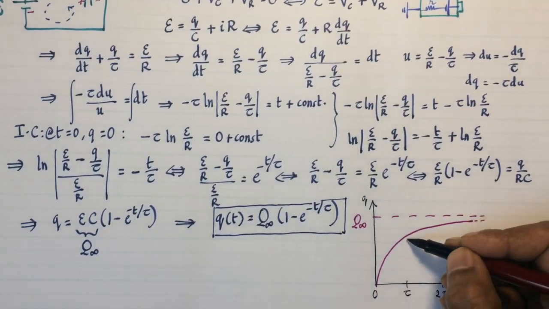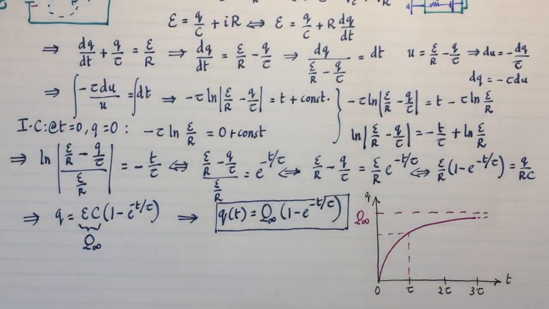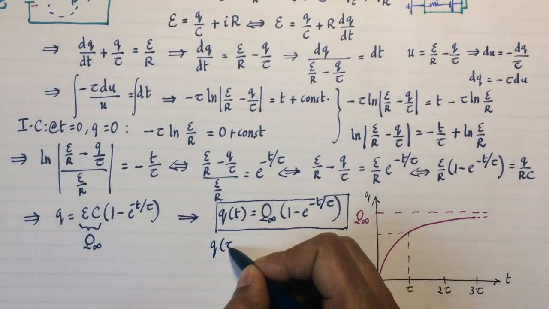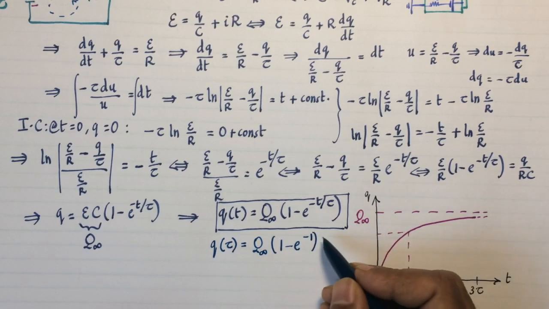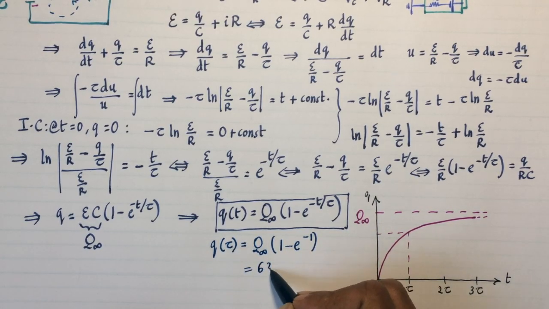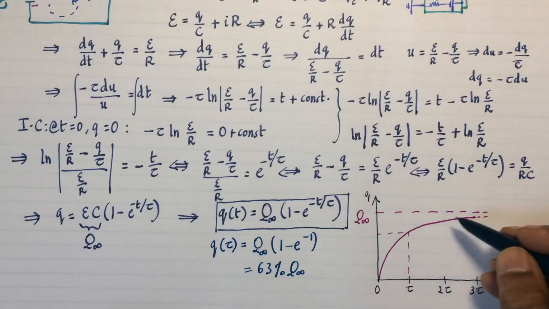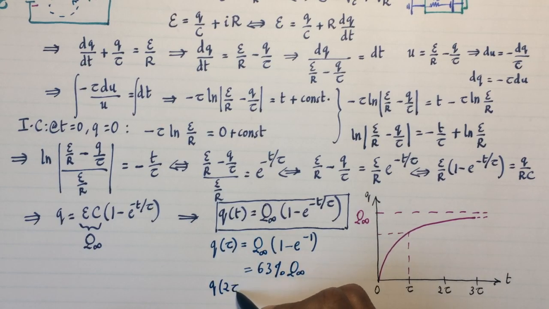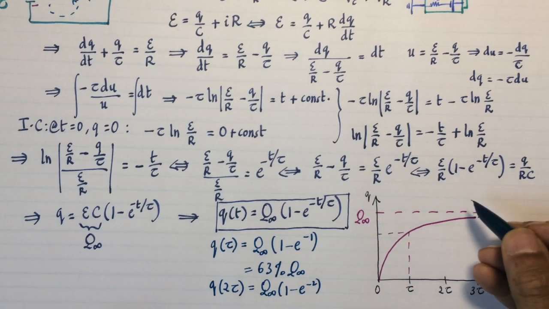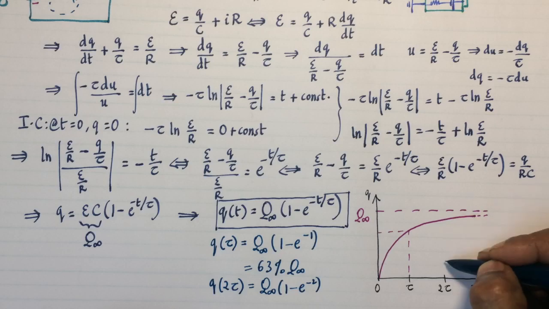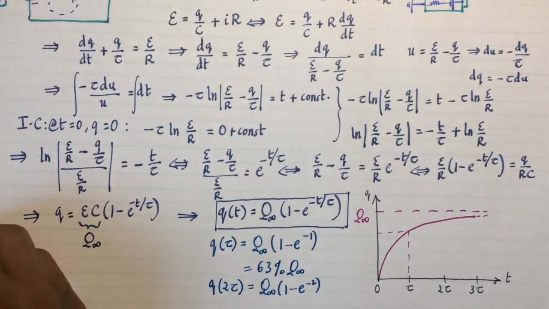So the interpretation of the time constant now is a little bit complementary to the one we had before. Q at a single time constant tau is going to be Q infinity times 1 minus e to the minus 1. Well, e to the minus 1 is already 37%, so that's going to be 63% of Q infinity. That's why I drew it pretty high up there. At 2 tau, it's going to be Q infinity times 1 minus e to the minus 2. So that's going to be even bigger, like 85 or 90%. So at 2 or 3 time constants it's almost fully charged. So that's how the charging goes for this.